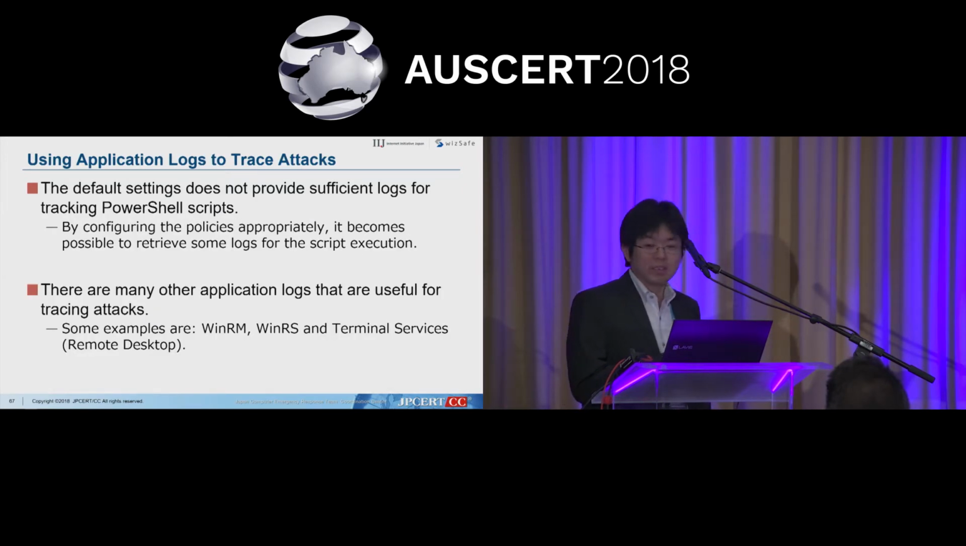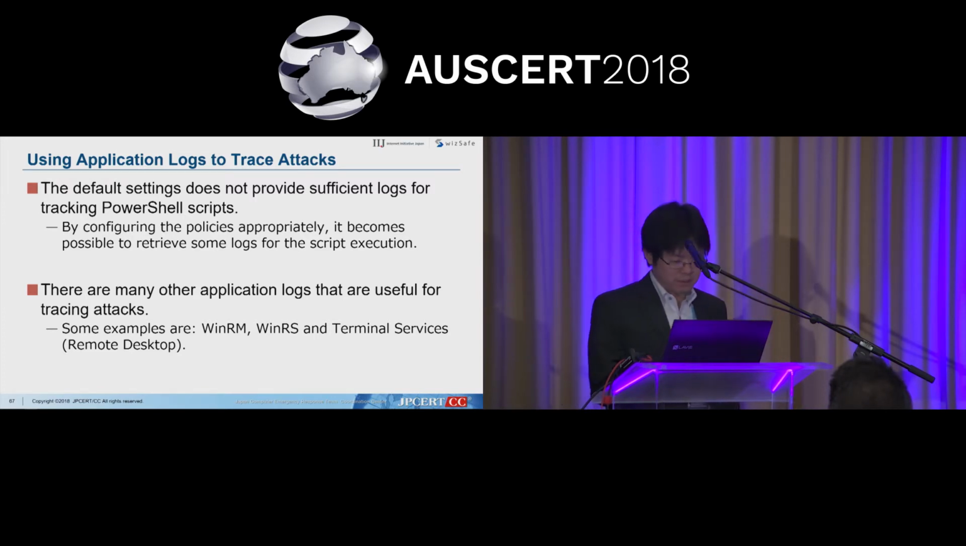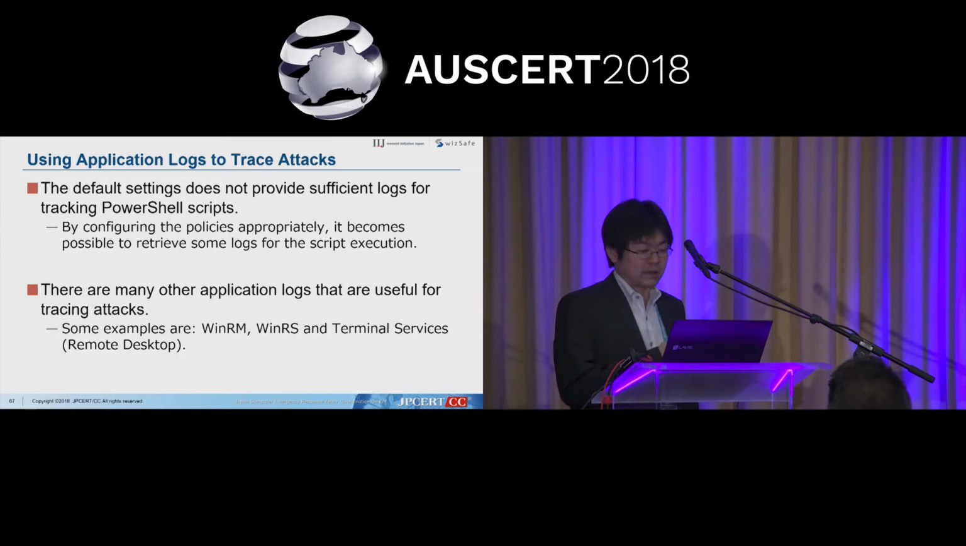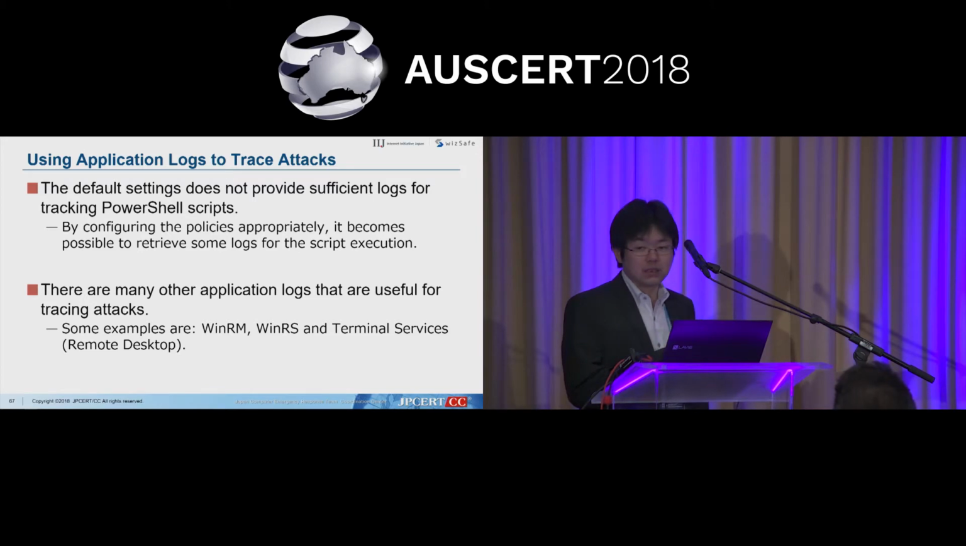So the default settings do not provide sufficient logs for tracking PowerShell scripts, but if we configure them appropriately, then it becomes possible to retrieve some logs for script executions. And there are many other application logs, not just PowerShell, that are useful for tracking attacks. The examples we raised in our report are WinRM, WinRS, and Terminal Services or Remote Desktop.